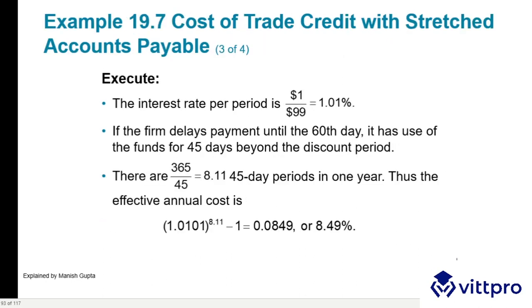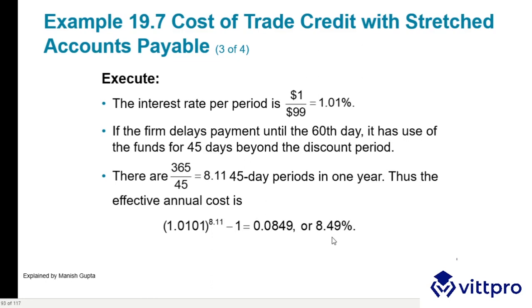There will be 45-day periods when we are calculating, so there are around 8.1 45-day periods in a year. So the effective annual rate will become 8.49%. I hope you remember how we get 1 over 99. We need to pay $100, so 1% discount will become $1. And since we are paying 99 first, we are basically paying $1 interest for 45 days over 99. In terms of percentage, this interest we are paying is 1.01% for 45 days. So if you calculate how much is my annualized rate, that becomes 8.49%.